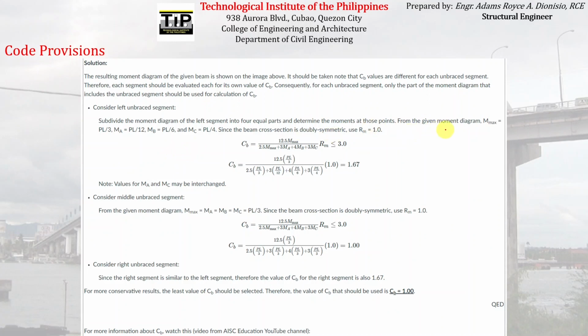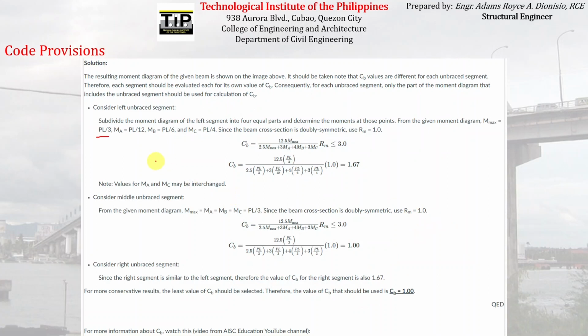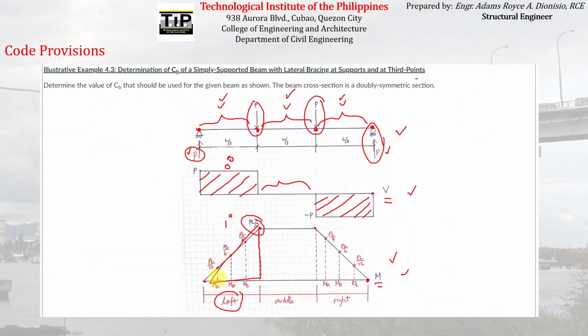Okay, so from the given moment diagram, we can see that the maximum moment is equal to PL over 3, which is evident on the moment diagram. This is the maximum moment, the M max, the point that has the highest y coordinate on this particular diagram. So M max is equal to PL over 3. And then MA on the span, the moment on the first quarter point, which is this, is equal to PL over 12. So how did we arrive with PL over 12?